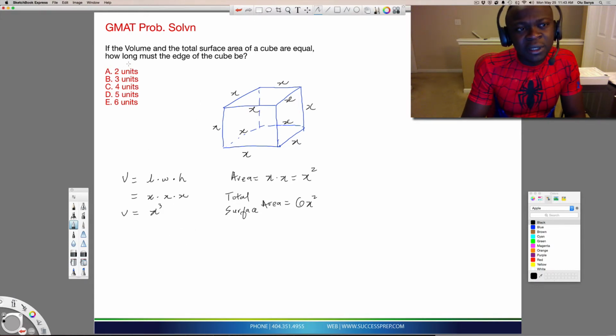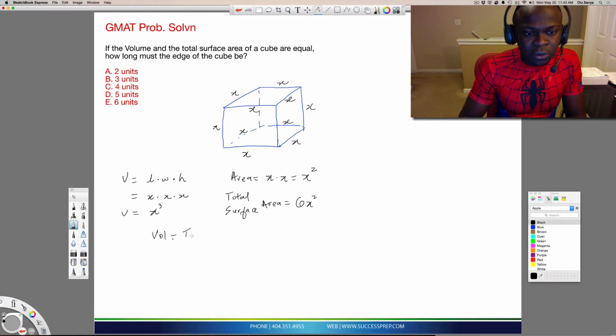Now it's asking for how long the edge of the cube is. The word edge, in a 3-dimensional shape, is just the length of the side. So it's just this X, right? All these same X's we've shown, that's the edge. So all we need to figure out really is the value of X. So in this case, we need to say the volume is equal to the total surface area, okay? So the volume is X cubed. This is 6X squared, the total surface area, okay?